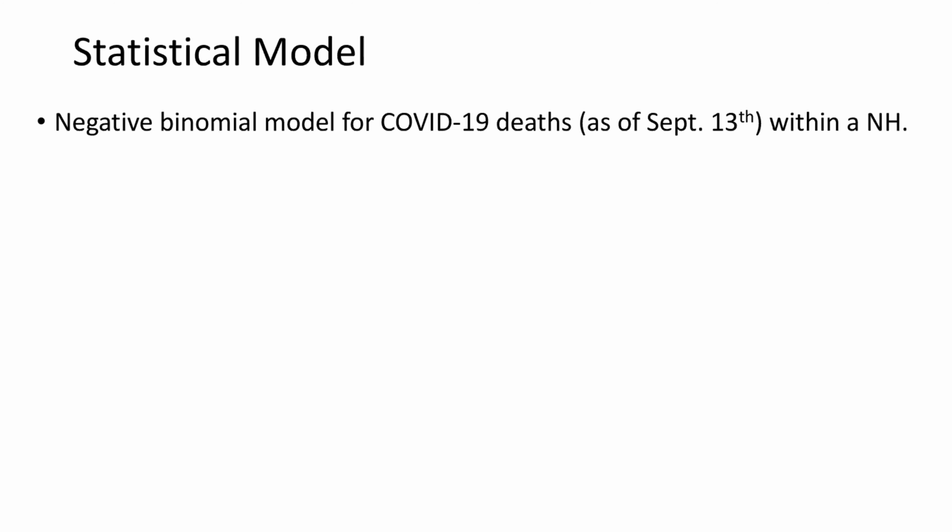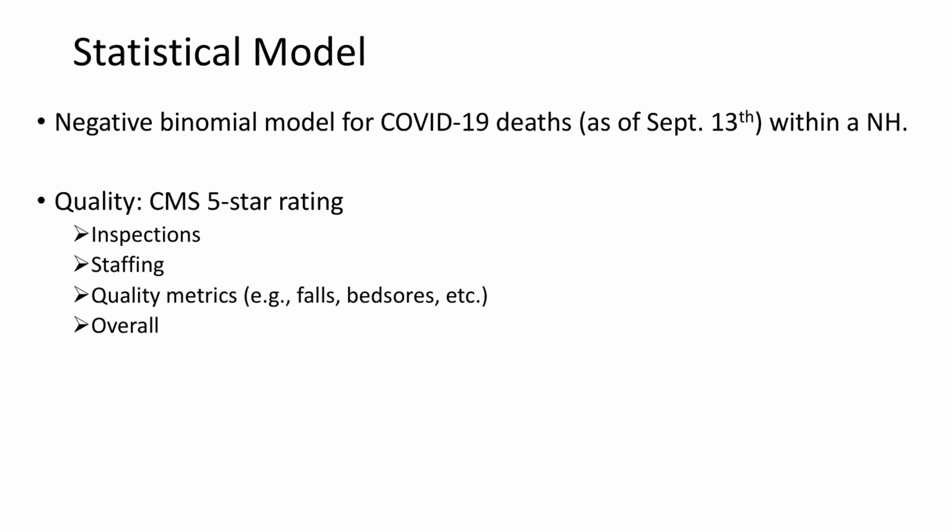We're going to use a negative binomial model for COVID-19 death counts as of September 13th. For our measure of quality, we're going to use the CMS 5-star ratings. For those of you who aren't familiar, there are 4 different CMS 5-star ratings for each nursing home: one based on state health inspections, one based on staffing metrics reported by the nursing home, another based on quality metrics also reported by the nursing home, and then an overall rating that you can think of as a weighted sum of these 3. We're going to focus mostly on the inspection rating. It's thought to be the most objective because it comes from the state health inspections and isn't just self-reported information by the nursing home. And even CMS, when they calculate the overall rating, weights the inspection rating the highest.